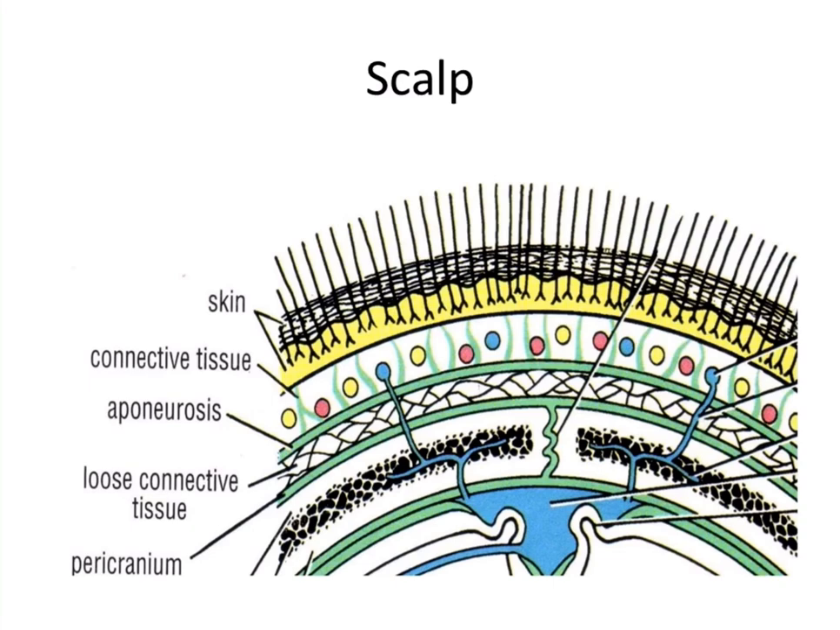The importance of the emissary veins is that they connect the superficial veins of the scalp to the venous drainage of the brain inside the skull. It is a portal of infection.